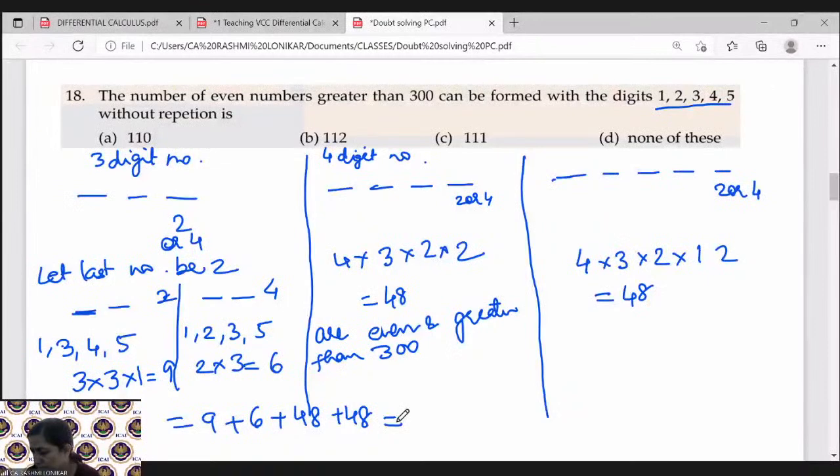9 plus 6 plus 48 plus 48. Answer is 111. What option is there? C option is the correct option. Okay.